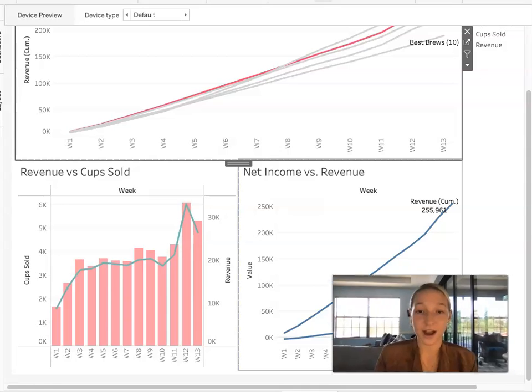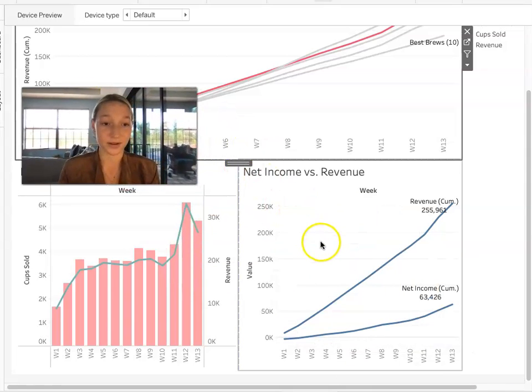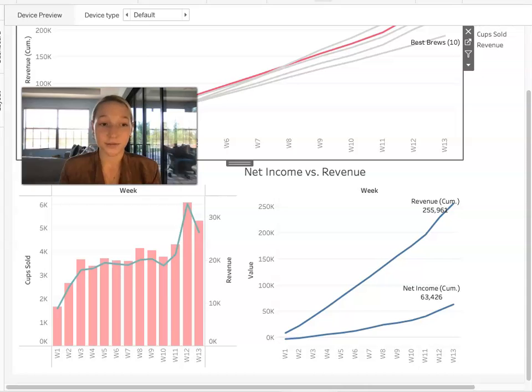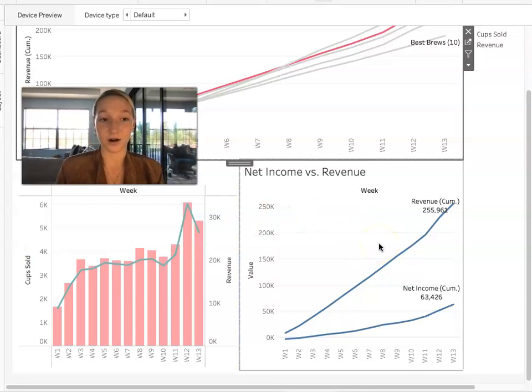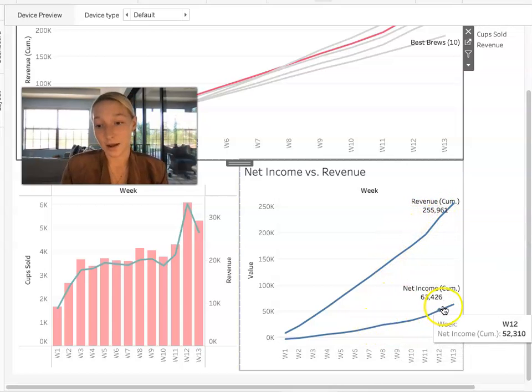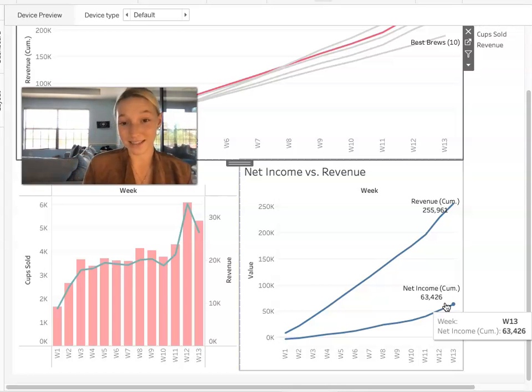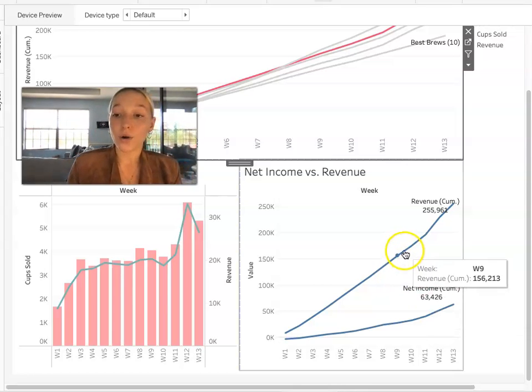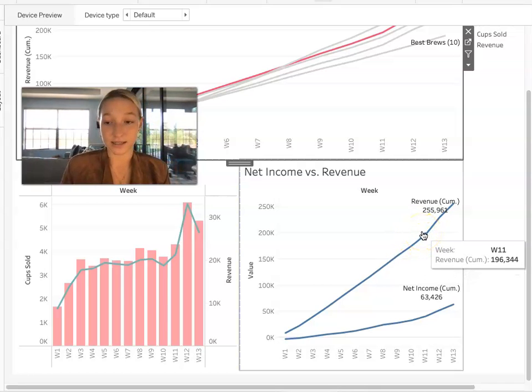The third and final visual that I have to share with you displays the cumulative revenue and the cumulative net income of the Coffee Club. The Coffee Club ended this simulation with a cumulative revenue of $255,961. Our net income by week 13 was $63,426. Our overall revenue line was very consistent and shows a large increase between week 11 and week 12.